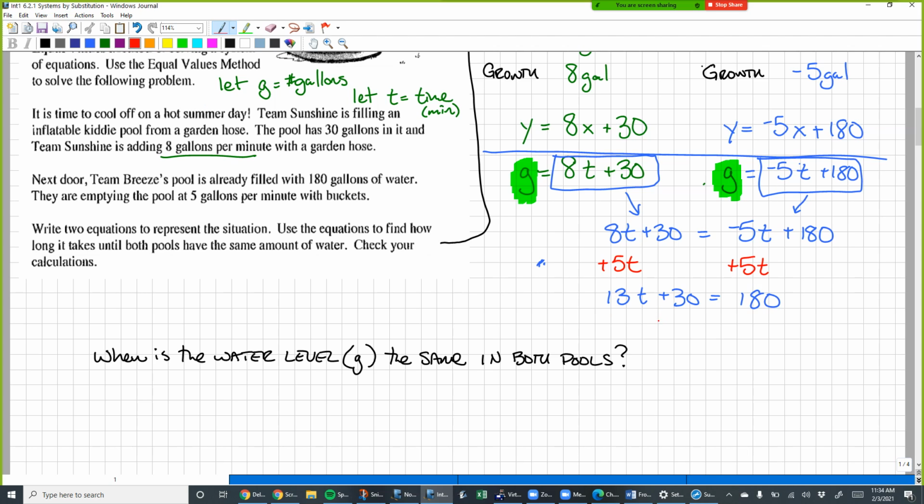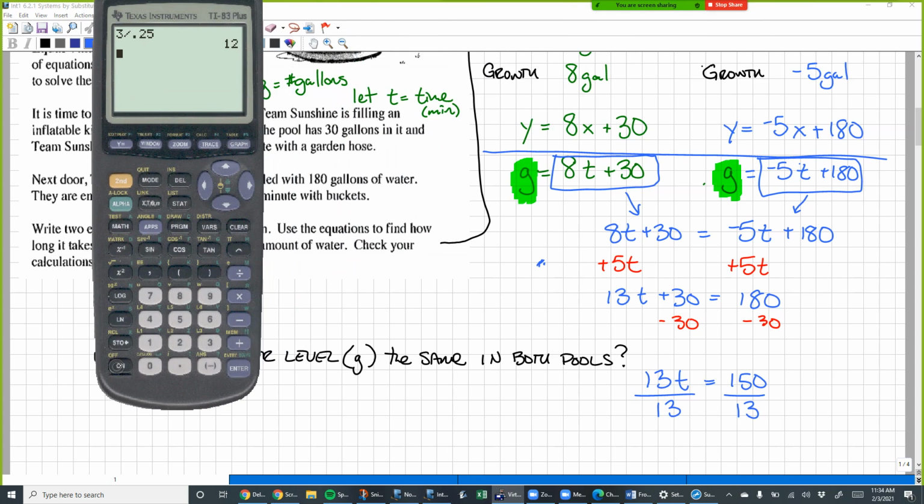Subtract that 30 from both sides, and we have our 13t is equal to 150. And divide by 13, divide by 13. Now, I'm going to jump to my calculator here to get that answer because it's not going to come out perfectly. 150 divided by 13 is going to give us about 11 and a half minutes.